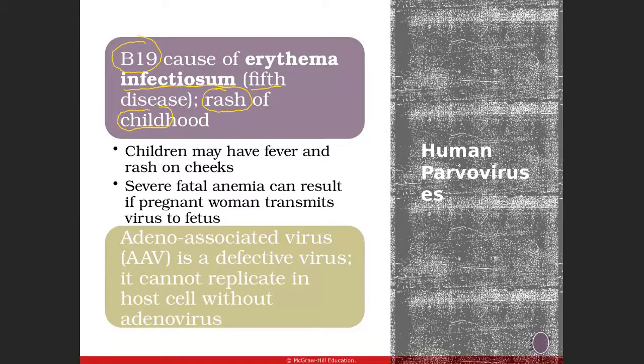There is another virus that has to be associated with the adenoviruses. It's called the adeno-associated virus, and this is a defective virus that cannot replicate without the real adenoviruses. So this is what we call, remember, the satellite viruses, the virus that needs another virus in order to replicate.